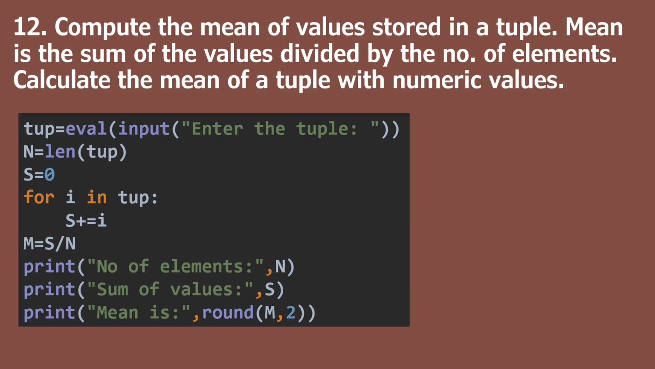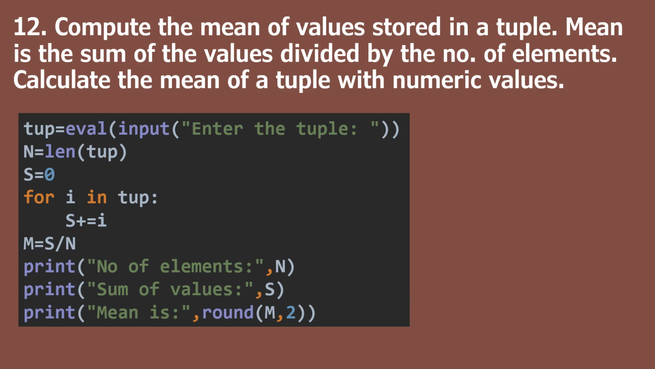And s is a variable to store the sum of the values, which is initialized with 0. Here we have used a for loop: for i in tup, s plus equal to i. So each value will be checked in the tuple and added to the sum. At the end of this loop, you'll get the sum of the values present in the tuple.